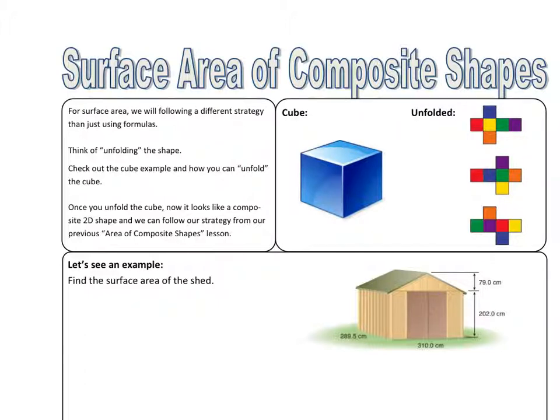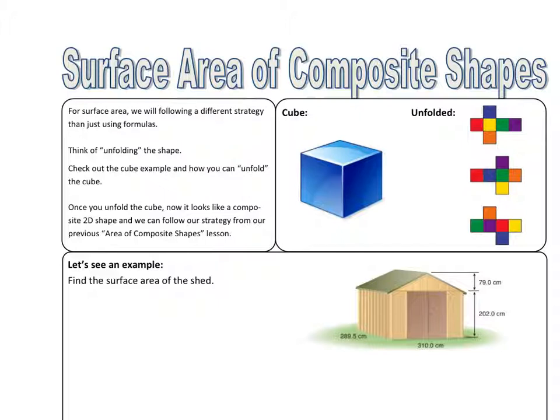So try and do it this way instead of using the formulas. When you use the formulas, people tend to double count sides or miss sides. But if we follow this strategy, you should be able to find the entire surface area without making too many mistakes. So in order to do this, when you have a shape like this, think of it unfolded, like you have a cereal box and you've unfolded it.